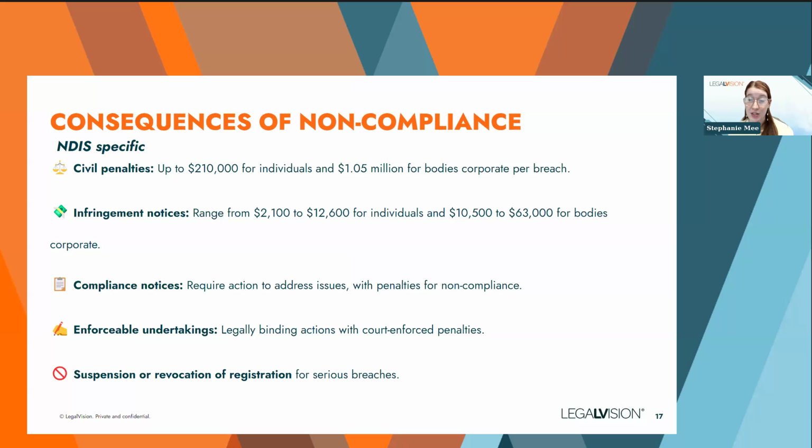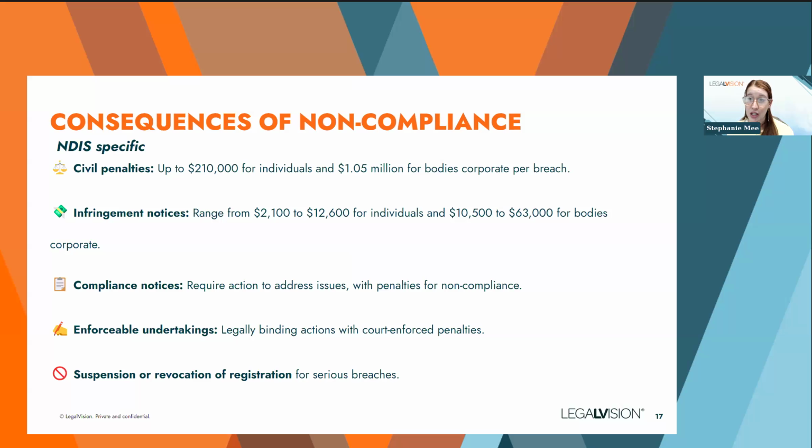So there are civil penalties that could be applied for serious breaches. They can range up to $210,000 for an individual and over $1 million for a body corporate per contravention. So that's worth noting. If there are multiple contraventions as part of the issue, multiple fines could be applied.